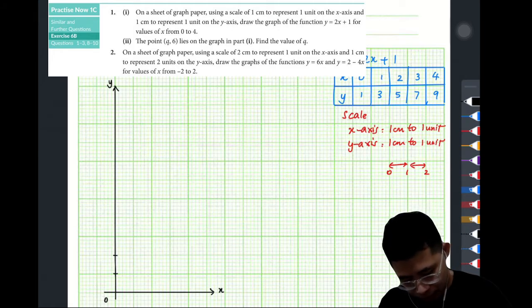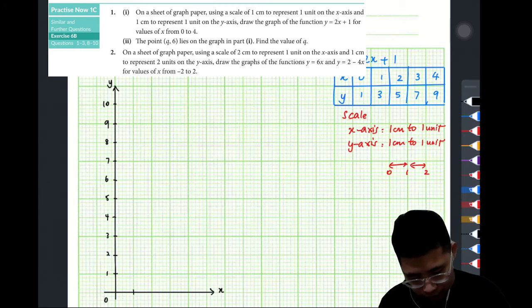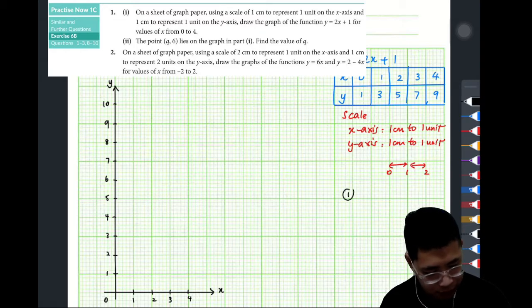Input the things in my axis following the scale that I have earlier. Okay, so 1 2 3 4 5 6 7 8 9 and 10. Then horizontally I have 0 to 4, 0 1 2 3 4. Alright, so first thing, settle the axis.